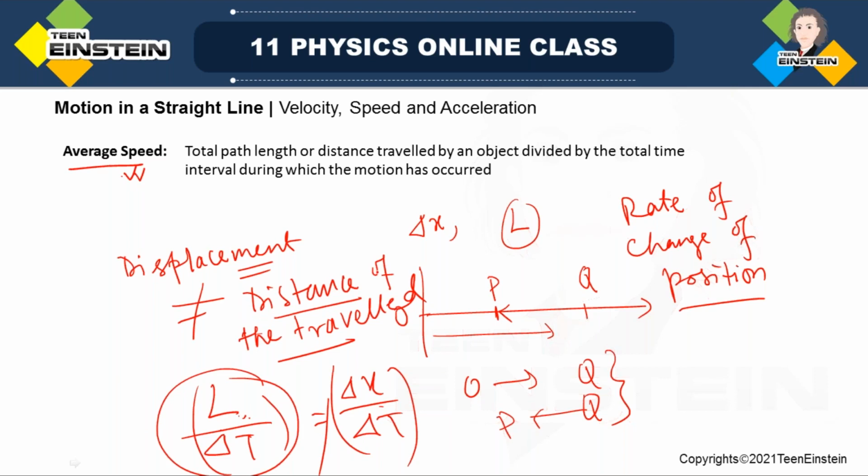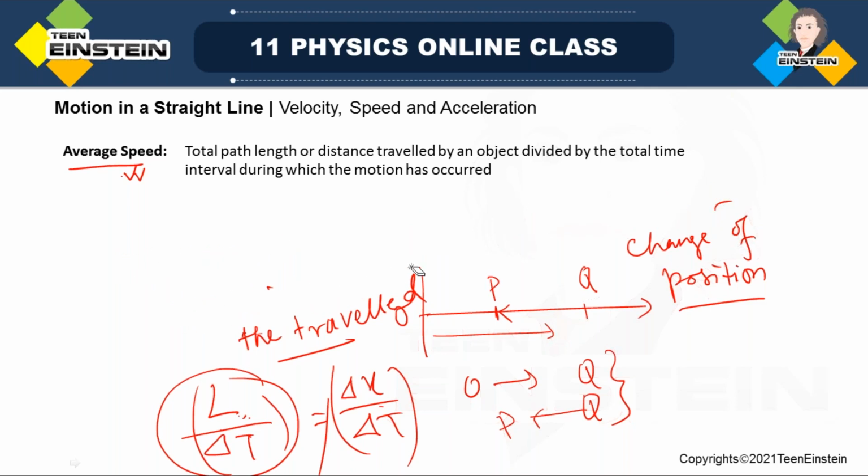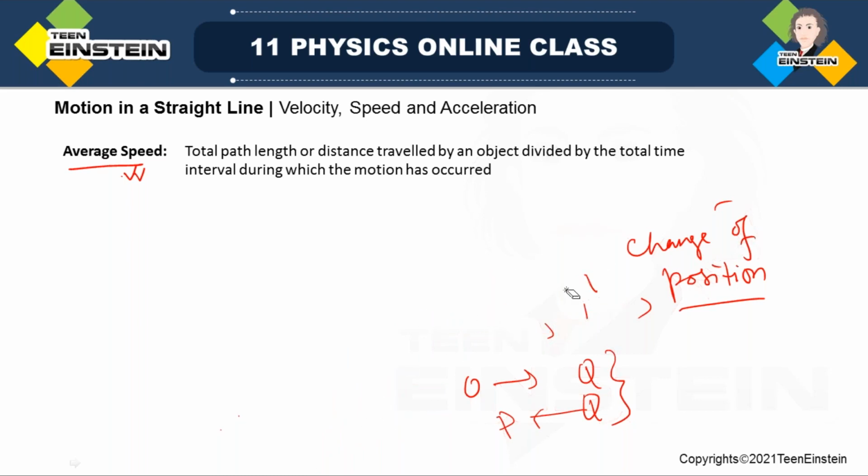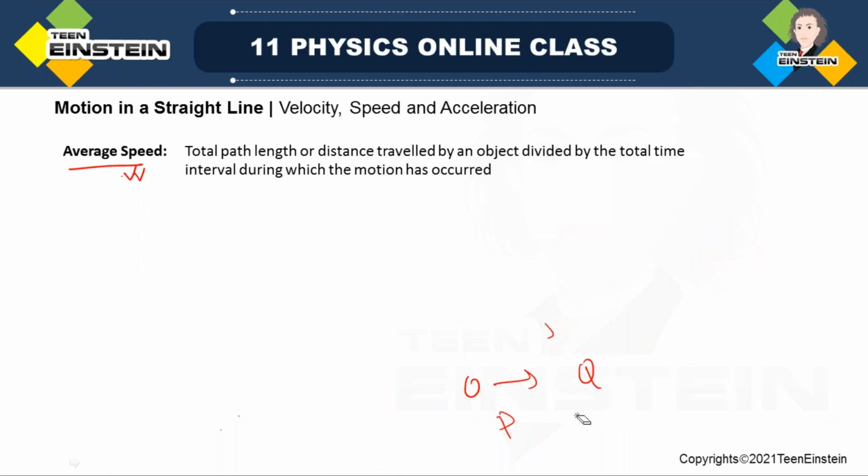I hope you understand the basic difference between average speed and average velocity. Why we are bringing another term, average speed, even though we have average velocity: because when an object is changing its direction during its straight line motion, the displacement and the distance or the path length it travels are not equal. So in that case, we have to define average speed.